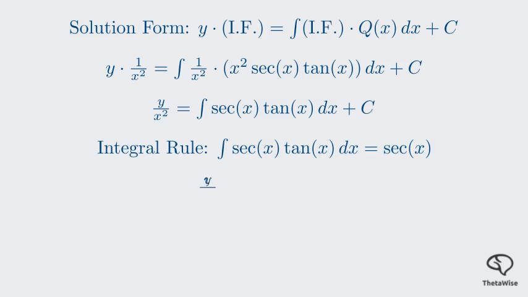Substituting this back into our solution form, we get y over x squared equals secant x plus c. This is our general solution. It's a formula that represents all possible solutions to the differential equation. We're almost there. We have the general solution, but the question asked for a particular solution.